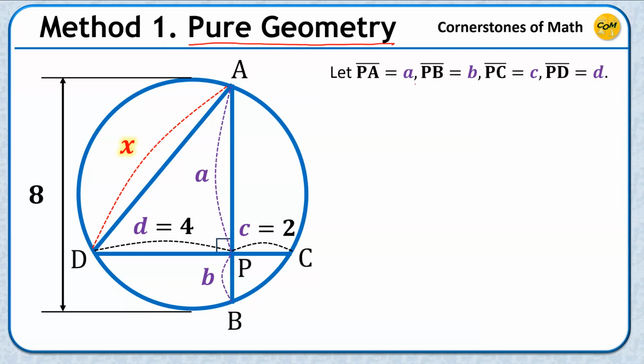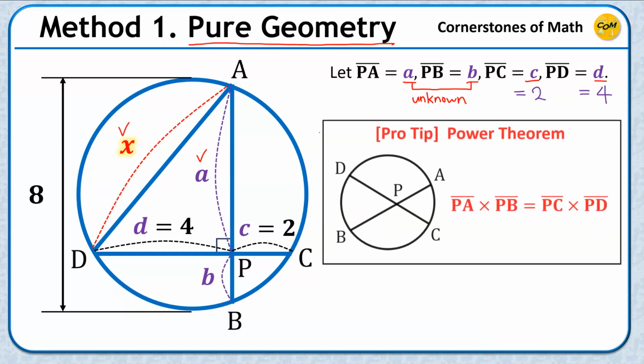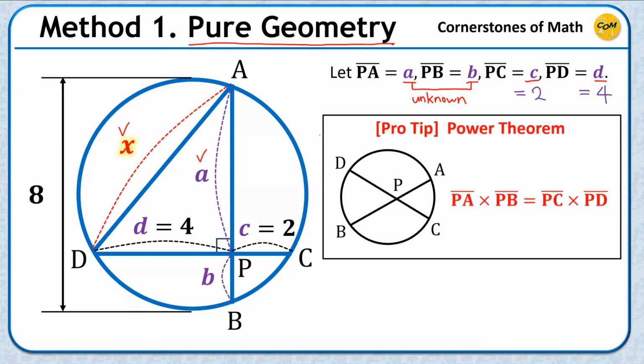For simplicity, let us denote lengths PA, PB, PC, and PD as lowercase letters a, b, c, and d respectively. a and b are unknowns, while the values of c and d are given in the problem. The value of x can be calculated if we find the value of a. First, we can apply the all-time famous power theorem of circles. Using our notation, the formula is simply a times b equals c times d, which gives ab equals 2 times 4, hence 8. So this is the first equation.